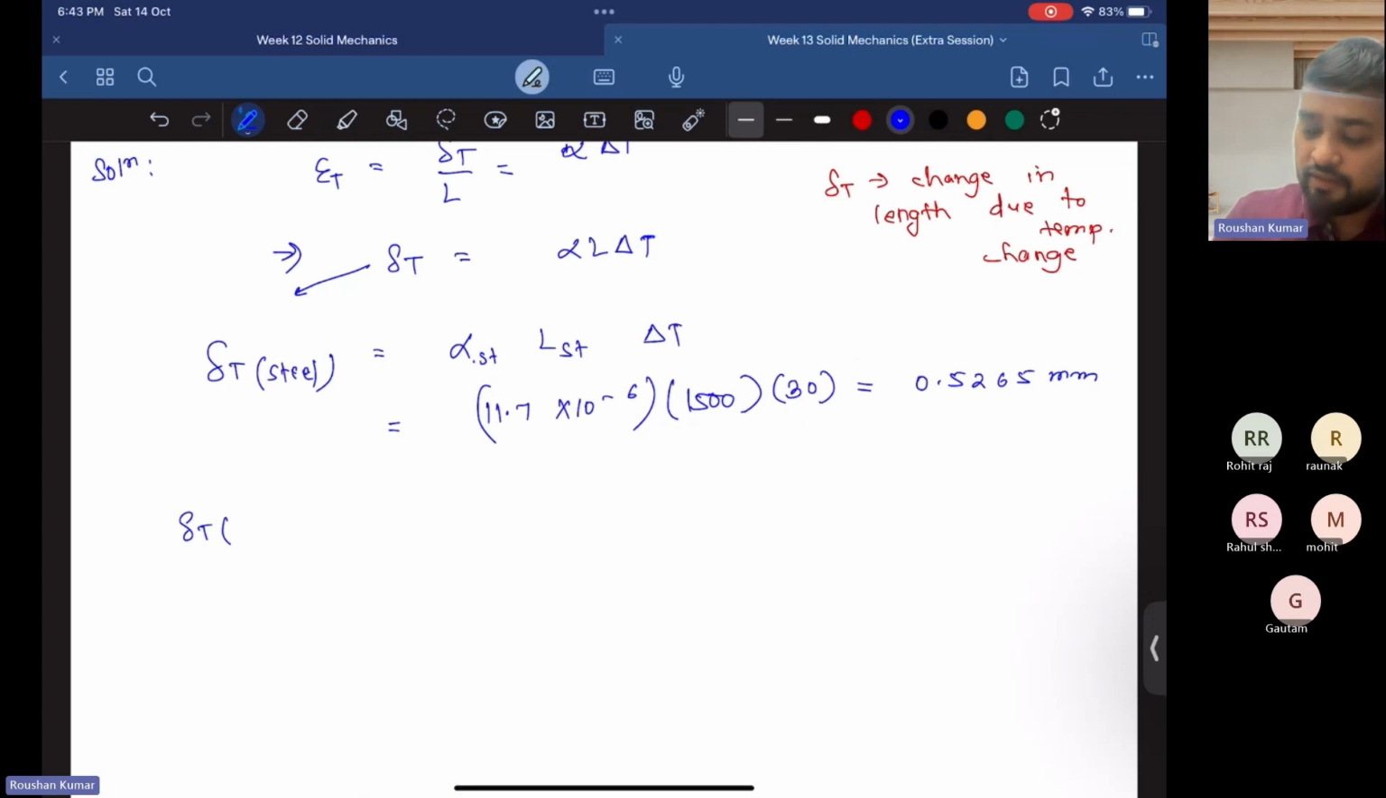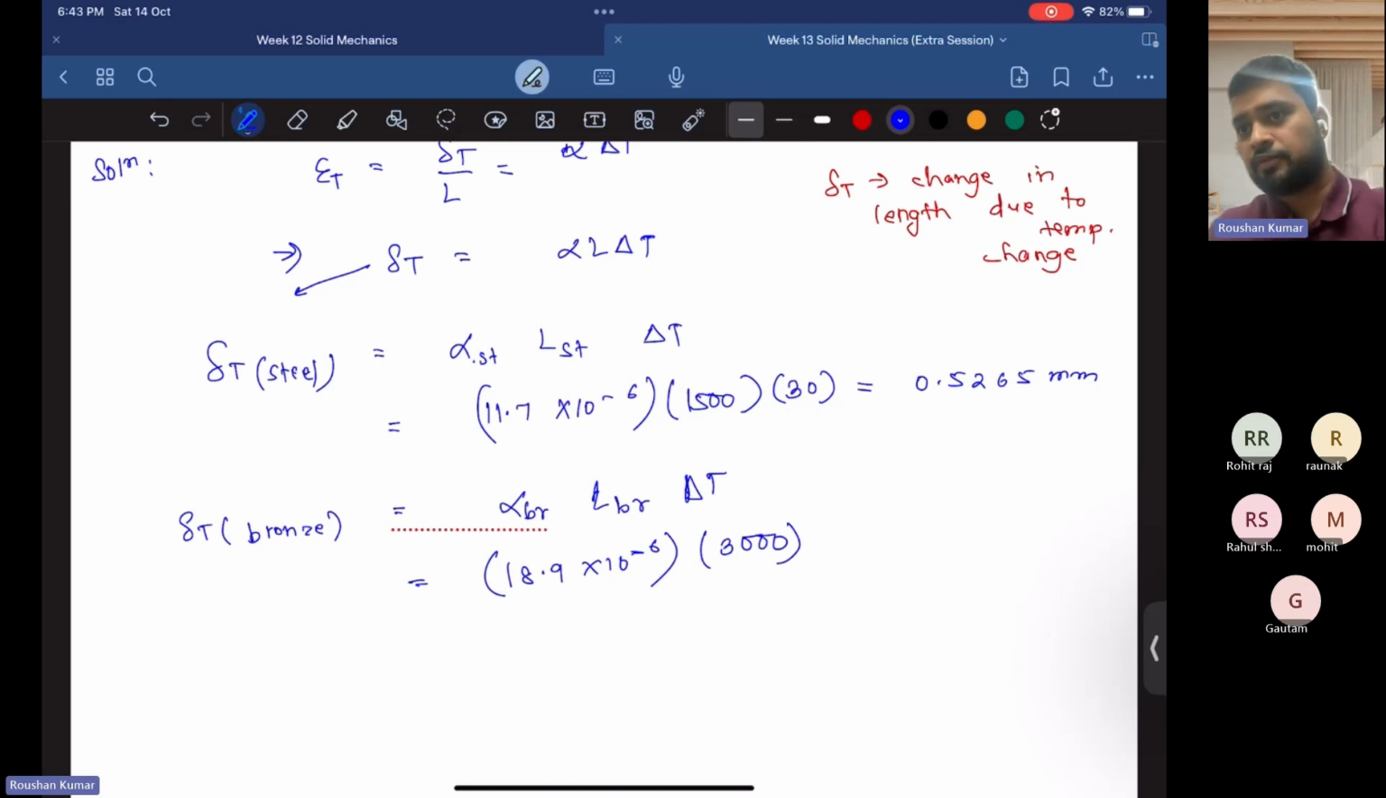Next, delta T, the change in length due to temperature change of the bronze bar, is equal to alpha of bronze times length of bronze times delta T. Alpha of bronze is 18.9 times 10 to the power minus 6, times 3000, because the length of the bronze bar is 3000 mm, times 30. So it will come out to be 1.701 mm.